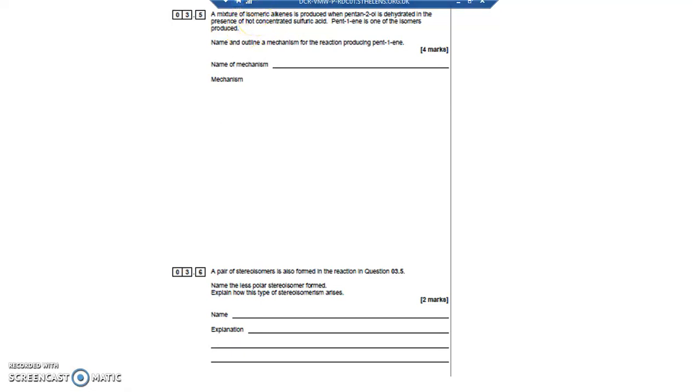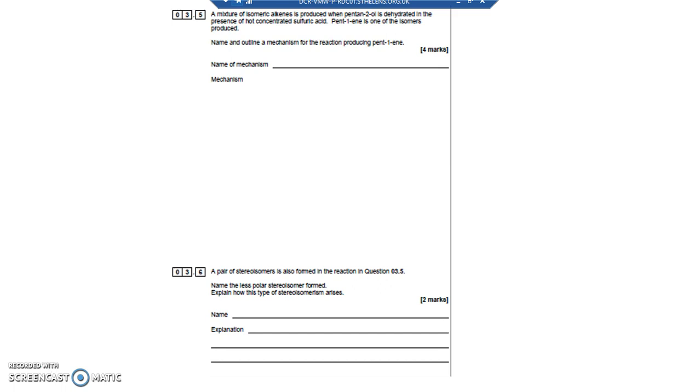Question 3.5. A mixture of alkenes is produced when pentan-2-ol is dehydrated in the presence of hot concentrated sulfuric acid. So concentrated sulfuric acid removes water. It removes an OH from a carbon and an H from a neighbouring carbon atom. So between those two carbon atoms there's an H on one and an OH on the other carbon atom, and it removes the water from across those two carbon atoms and leaves a double bond. Pent-1-ene is one of the isomers produced. Name and outline a mechanism for this reaction.